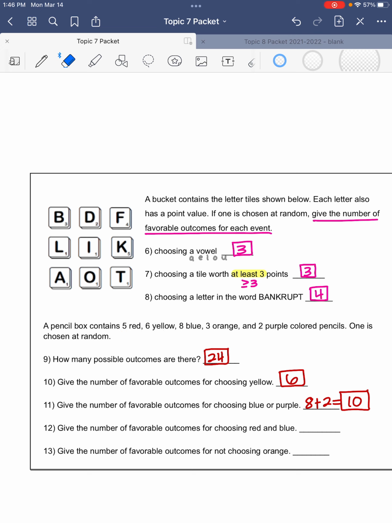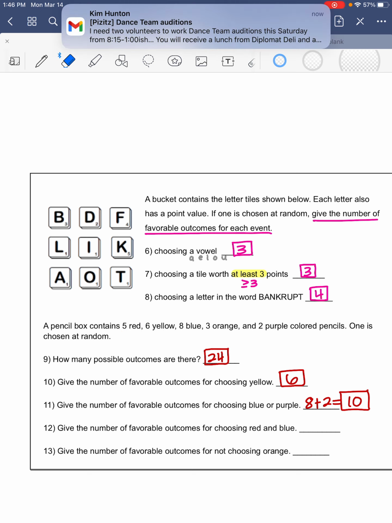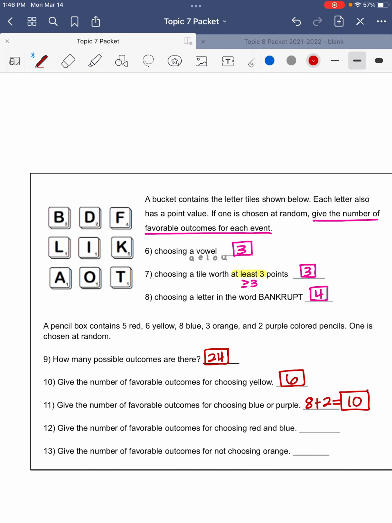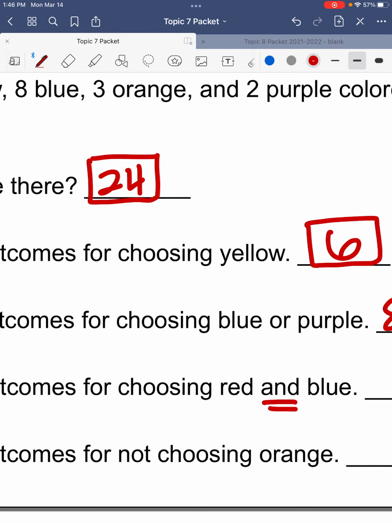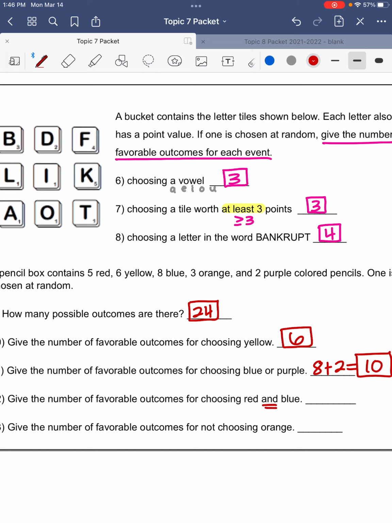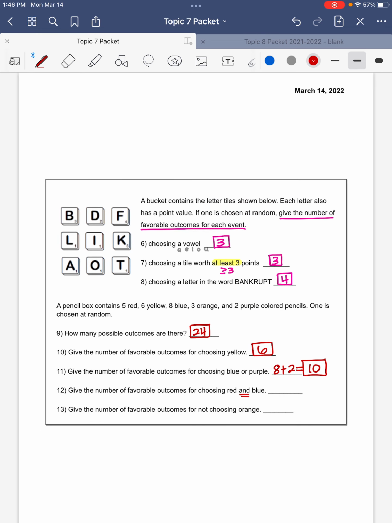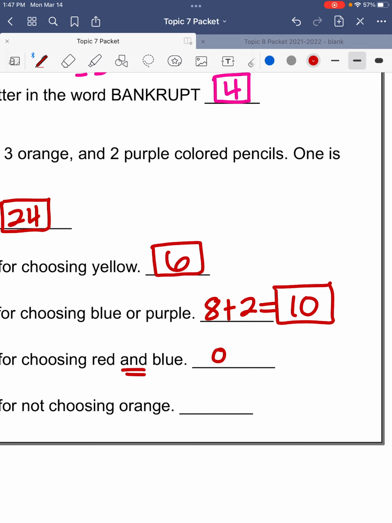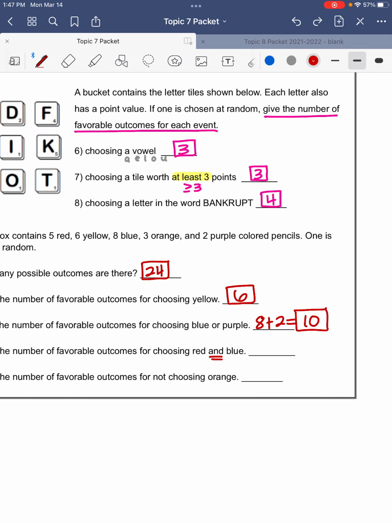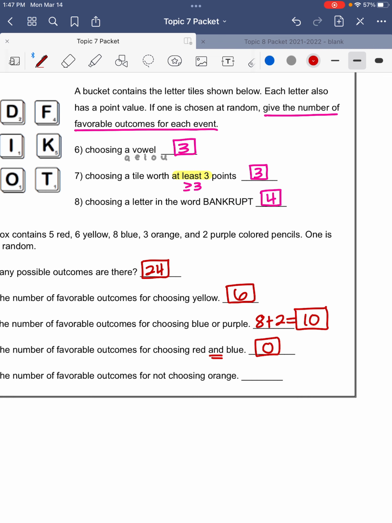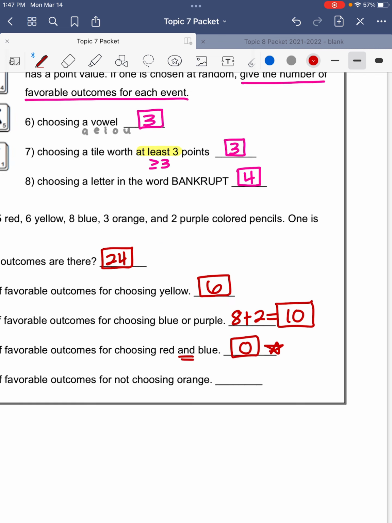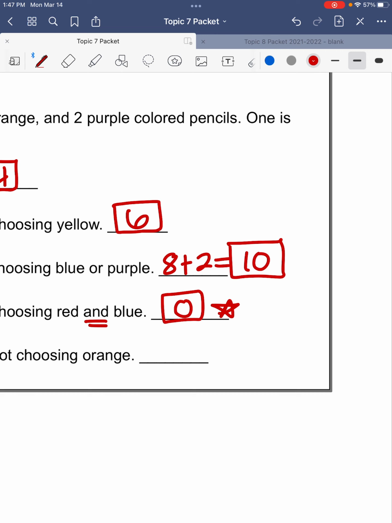Now, give the number of favorable outcomes for choosing red and blue. This key word here, and. Well, if we're choosing 1 pencil, can I pick out a red and a blue? No, I can't pick out both colors at one time. So there are 0 favorable outcomes for that scenario. And you might want to make a note. You cannot choose 2 colors at once.